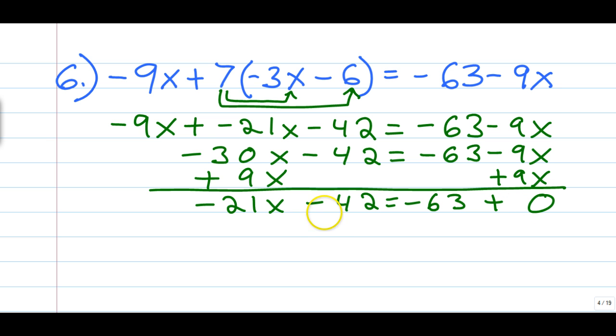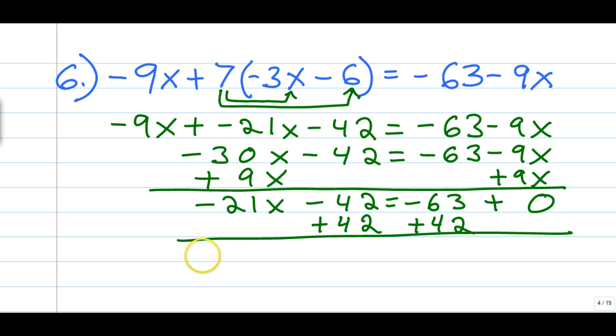Next, let's add the additive inverse of negative 42 to both sides. This would be a positive 42 on both sides. We're left with negative 21x plus 0 equals negative 21.